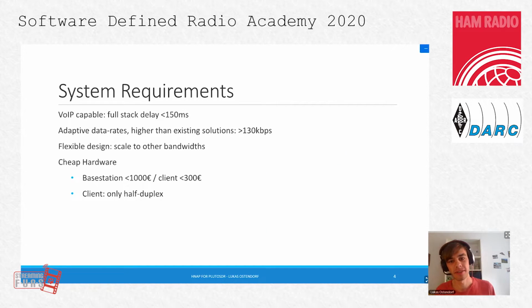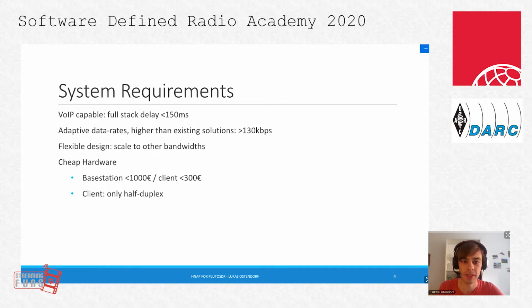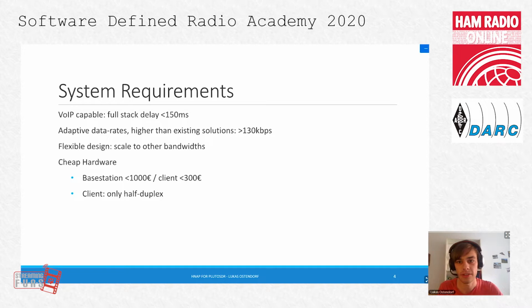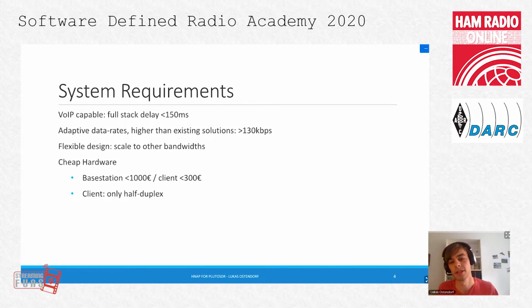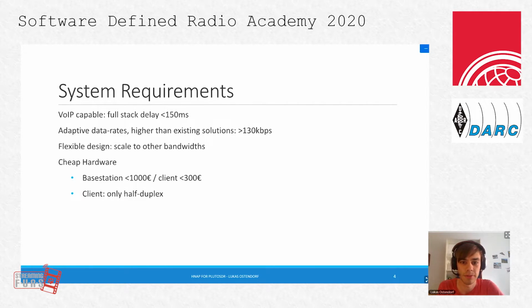When we started the thesis, we first set some system requirements. We want the whole system to be voice over IP capable. This means that we have to achieve an application layer to application layer one-way delay of less than around 150 milliseconds. We want the data rates to be adaptive. So a user who uses a very good directional antenna, or is close to the base station, should benefit from this and achieve really high data rates. But at the same time, we also want to have a good coverage overall, so we have to support some robust but slow modulation schemes too.